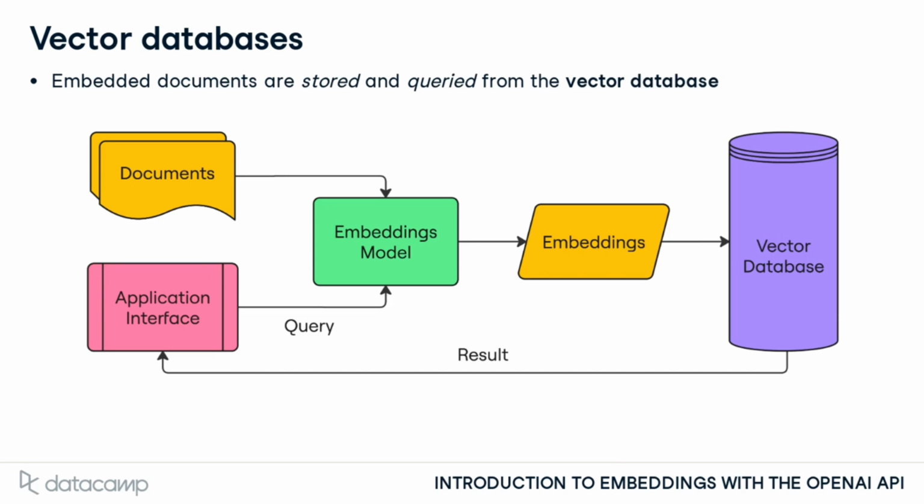Because the embedded documents are stored in the vector database, they don't have to be created with each query or stored in memory. Additionally, due to the architecture of the database, the similarity calculation is computed much more efficiently.